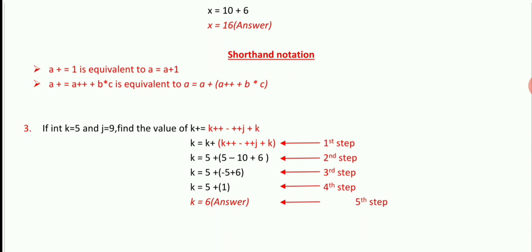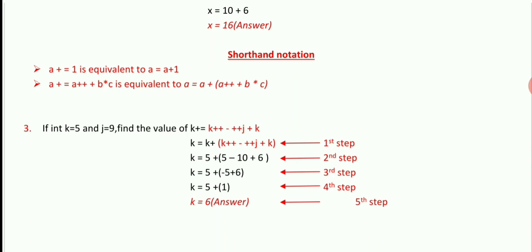In the second point, I have written a += a++ + b * c, which is equivalent to a = a + (a++ + b * c). Important point to remember out here is, if your expression consists of more than one term, it's always better to put the right hand side term or expression inside the bracket, because we'll evaluate the bracket first. So let us see example number 3, where you can see the implementation of shorthand notation.